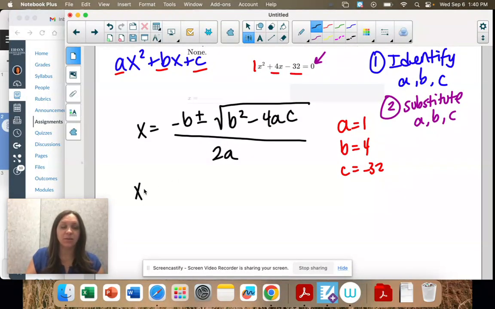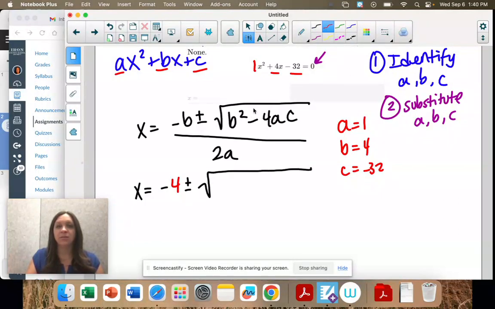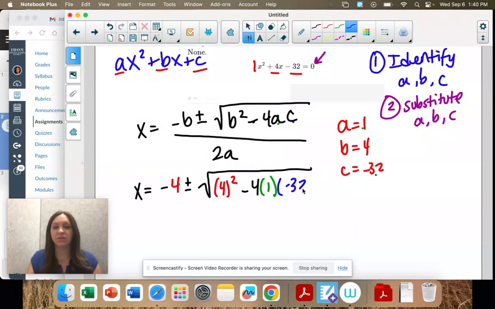So x equals negative b. B is 4. Plus or minus the square root of b squared, 4 squared, minus 4 times A, which is 1, times C, which is negative 32. Big fraction, all of that divided by 2 times A, which is 1.